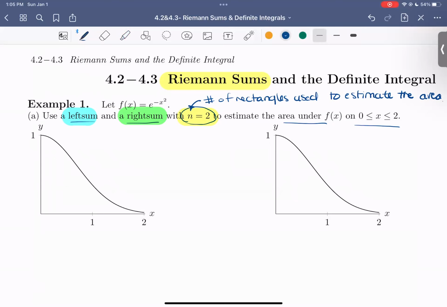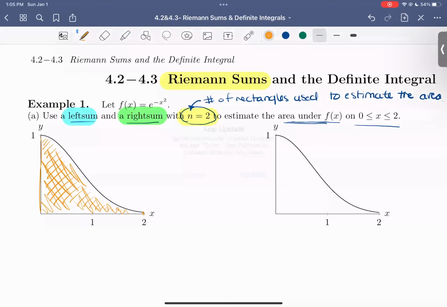Again, we're computing an estimate for the area under the curve, under this function. So let's sketch in what that area is. That area is this area, if we were to paint it in, under the curve to the x-axis, going from 0 to 2. This is the area we want to find an estimate for.